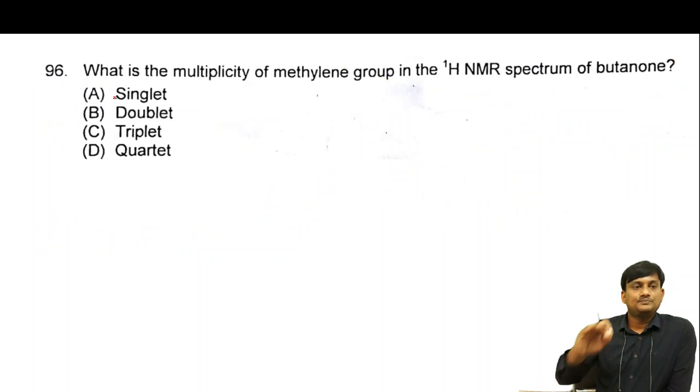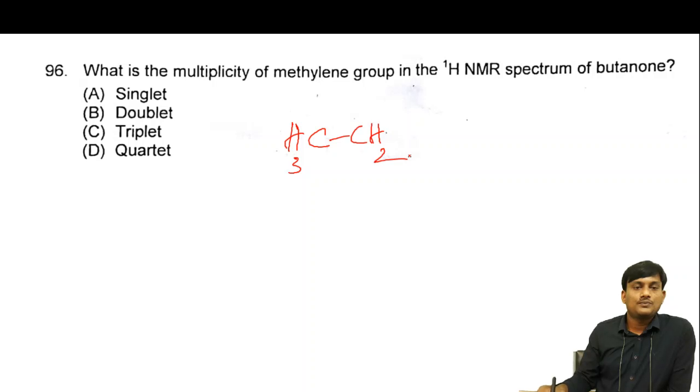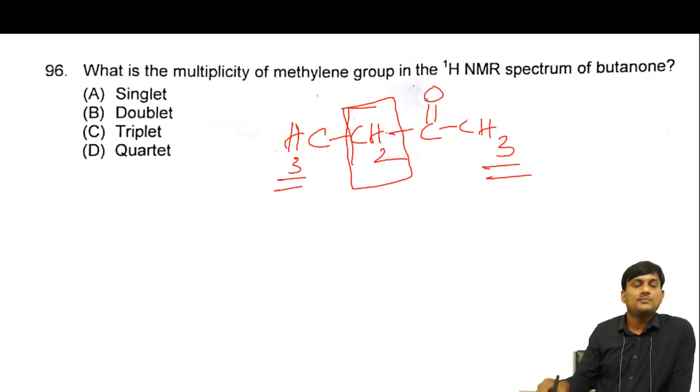What is the multiplicity of the methylene group in the proton NMR spectrum of butanone? Okay, butanone, let us take CH3, CH2, C double bond O, CH3. What is the methylene group? It's not a methyl group. This is the methylene group. What is the spin multiplicity? Okay, when you apply the n+1 rule.